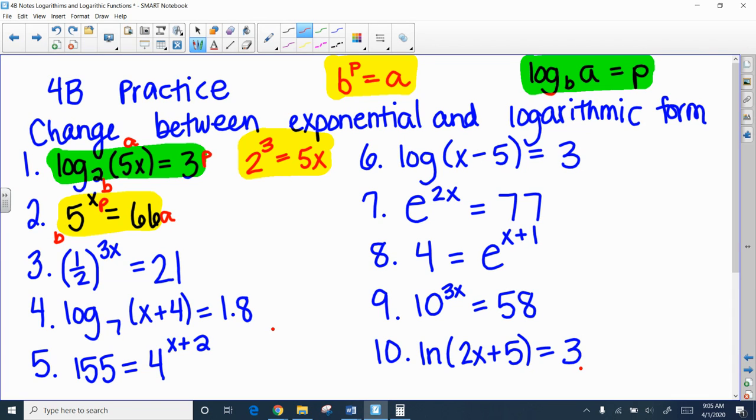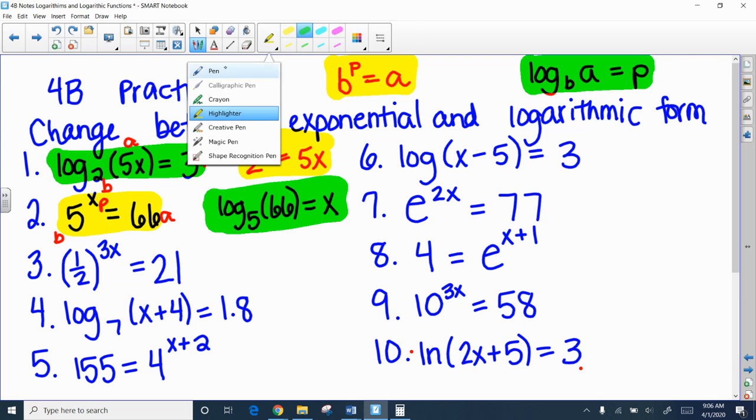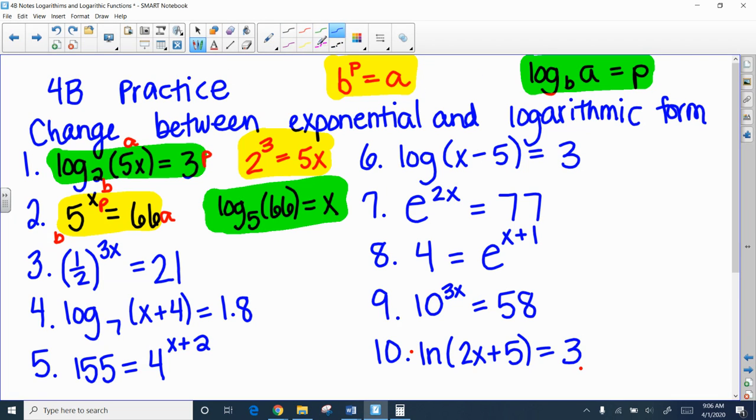And so then when I switch it to logarithmic, it's going to be log base b, so log base 5 of a, which is 66, equals p, which is x. All right, so that is now in logarithmic form. So obviously it should have a logarithm in it. All right, so that's what we're going to do on all of these is we are going to label, make sure we know what form it's already in, and then change it to the other.